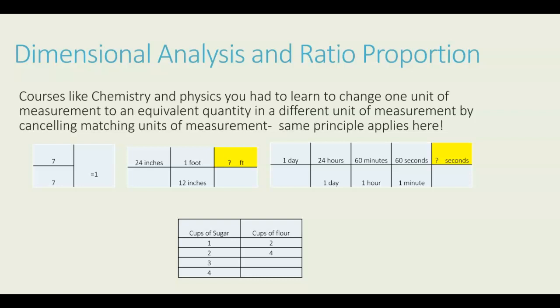So, on the bottom, the cups of sugar versus the cups of flour. Like any recipe, if you have to double it, or maybe you only want to make half, that's considered ratio proportion. If I have 1 cup of sugar to every 2 cups of flour, maybe I want to quadruple my recipe. If I have 4 cups of sugar, how many cups of flour will I have? And so on and so forth. That's considered ratio proportion. All right, so let's move forward.